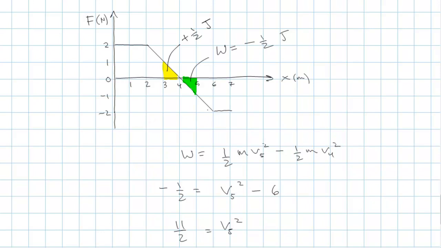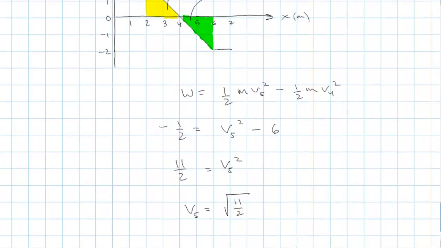What do you think the speed is going to be at x equals 6? I'm guessing the speed at x equals 6 is going to be the same as the speed at x equals 2. All that yellow area did positive work, increasing the speed going from 2 to 4, and all the green area here is doing negative work, same exact amount, but in the negative direction. Same exact amount, but negative, slowing the particle back down.